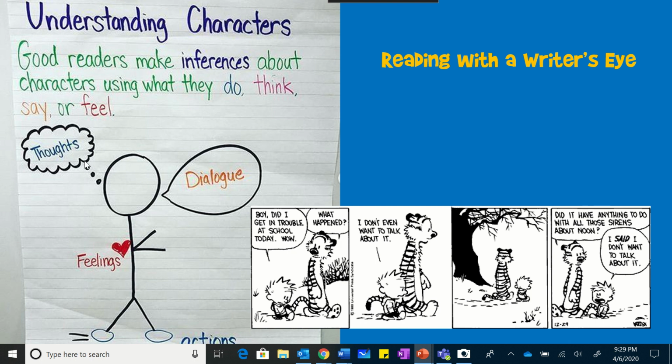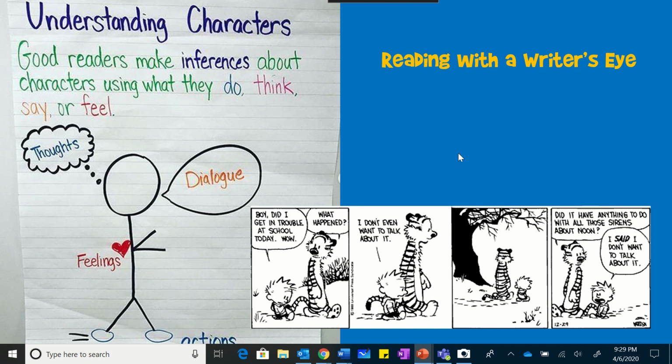And over the next few days, we're going to be working our way through different things that characters do in our reading. We're going to be looking at what they think, what they say, what they feel, and then ultimately what they do. Let me go back here. You can barely see the word actions at the bottom, but we're looking at actions today. What do characters do?